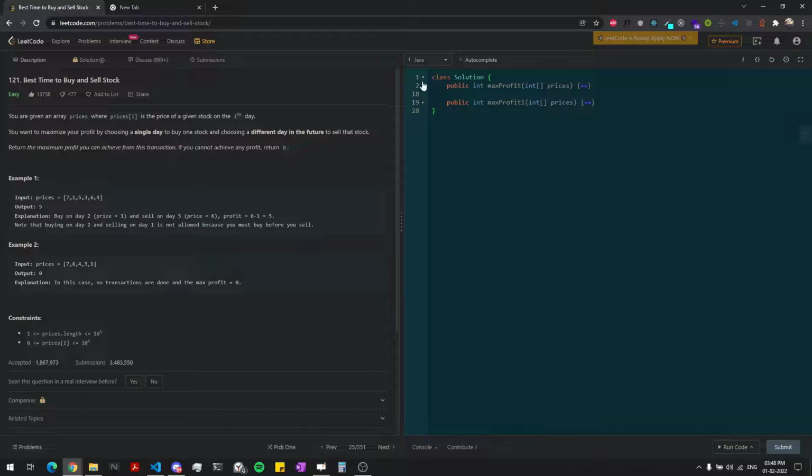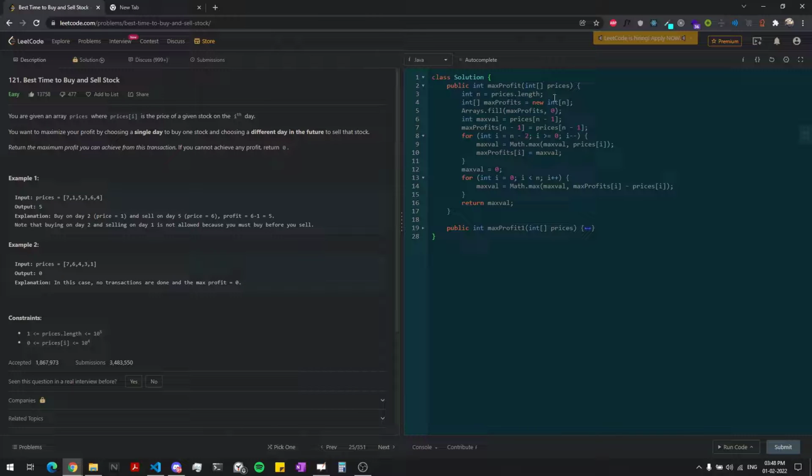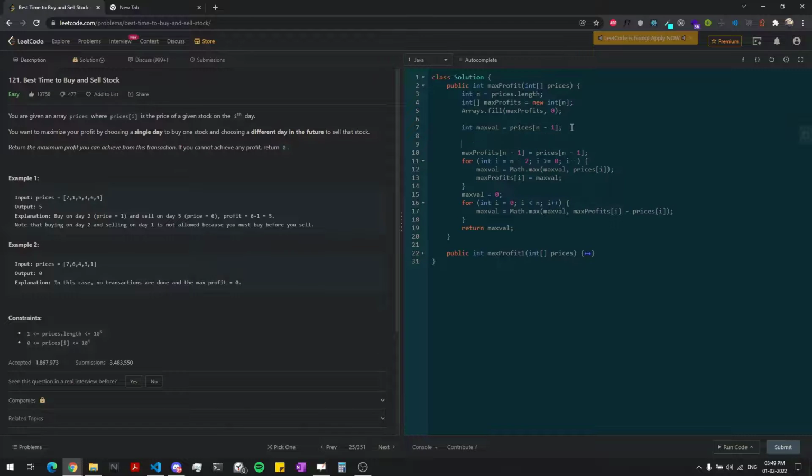Okay, so let me show you the approach here. This is the length of the array, n. I'm creating an empty array and filling it with zeros initially, and the size of the array is n, same as the prices. Okay, so now let me put some gap here. Max value is the last value. Currently we're tracking the maximum, so it is the last value. Initially we are starting from the end, so it is 4.